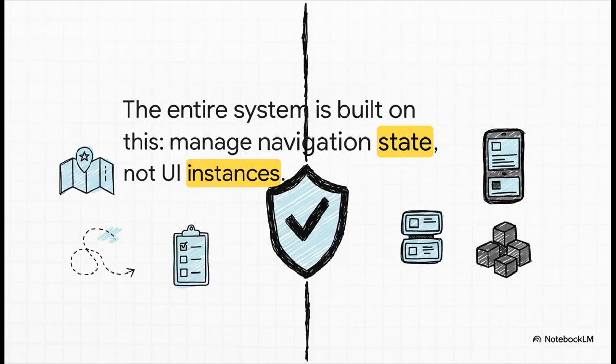If you take away just one single thing from all of this, let it be this mantra right here. The nav controller manages navigation state, the data about where you're going. It does not manage the heavy UI instances. That simple, elegant distinction is the entire key to a leak-free architecture.